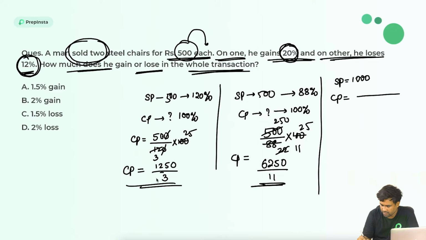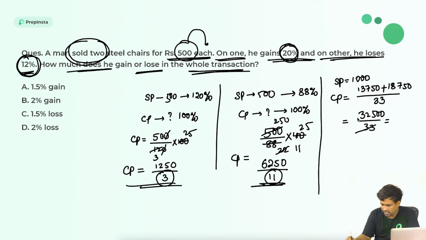So the LCM for this 3 and 11 is nothing but 33, and 11 times 125 is nothing but 1,375, and 3 times 250 is 750. So if you add these two numbers, we will get 750 plus 1250. So the answer is 32500 divided by 33.